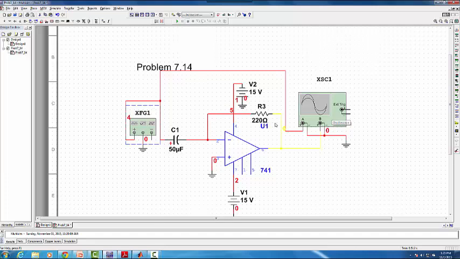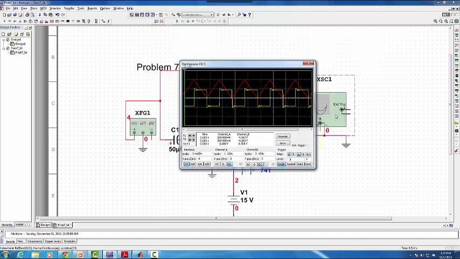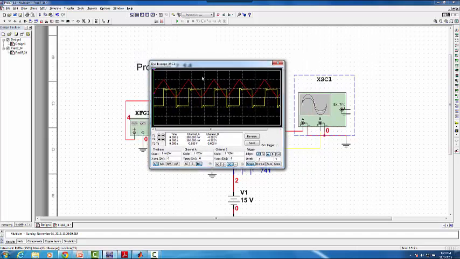So then I changed this output line to be yellow because it shows up better on my oscilloscope display. So when I run this circuit, this is what I get on the simulation now. The yellow is the output and the red was my ramp input.